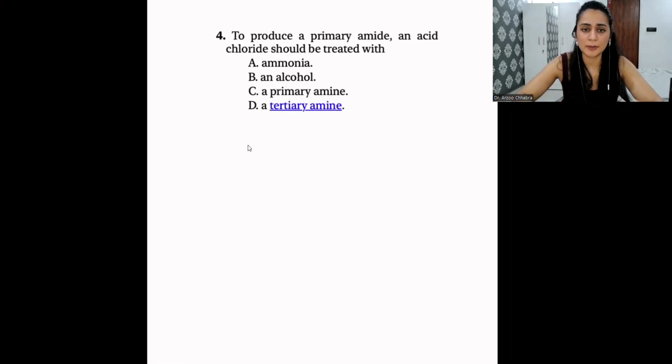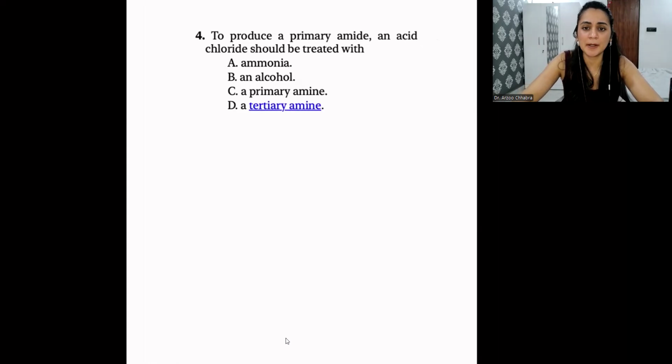Okay. Next question. To produce the primary amide, an acid chloride should be treated with, right? It's a really good question. When I was going through these problems, it tricked me for a second, right? So watch out for not getting tricked in the problem, because even though it's a really simple problem, the wording can just trick you.